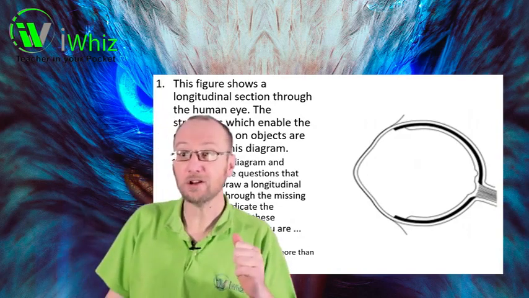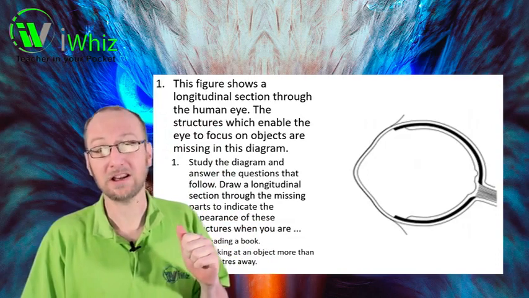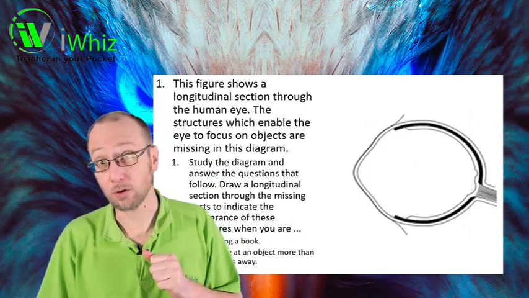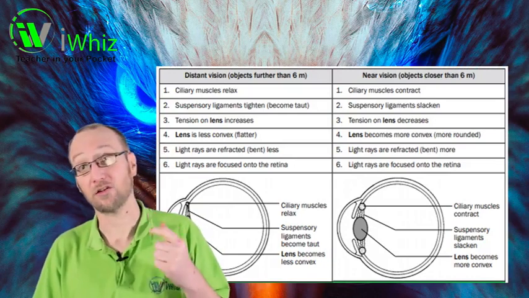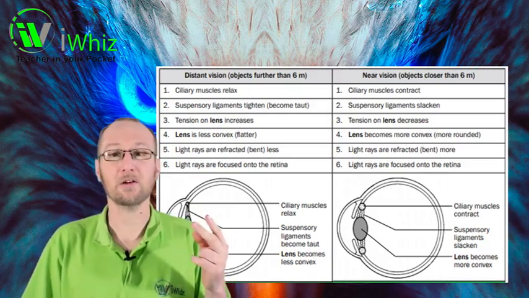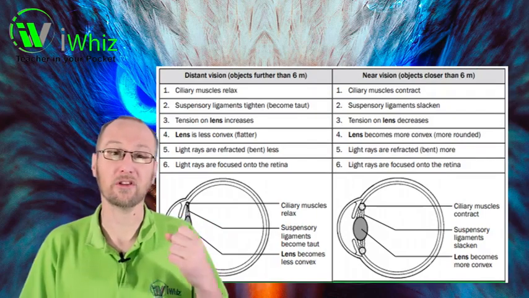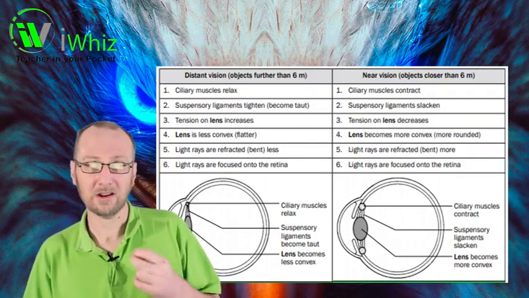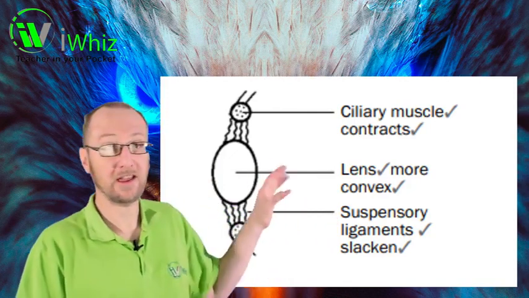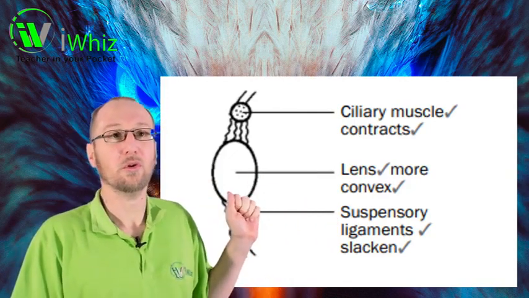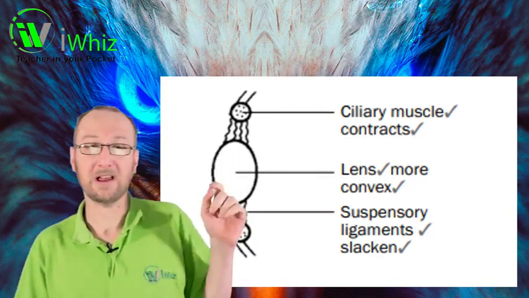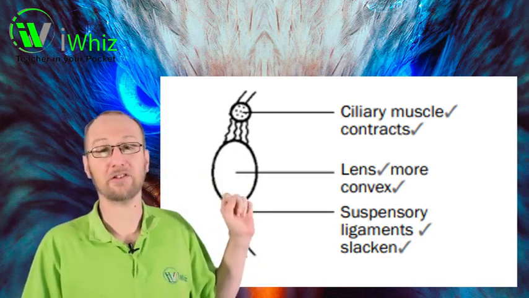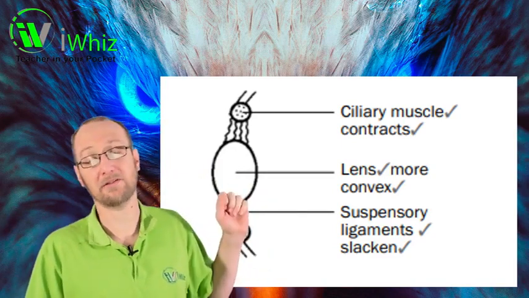So, if we're going to draw this, we need to remember what parts we need to draw. We're talking about accommodation. What are the parts important to accommodation? Well, we have the lens, the suspensory ligaments, and the muscles of the iris, or rather the ciliary muscles. Okay, so we have a look there and we'll draw something similar to what you see next to me here. We'll have the ciliary muscle, we'll have the suspensory ligaments, and we'll have the lens.